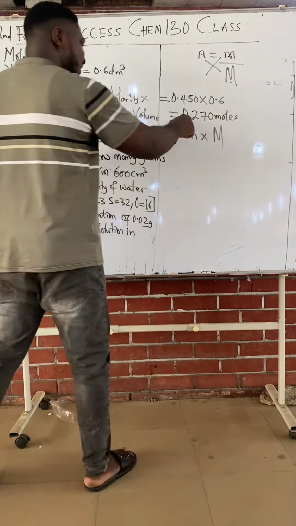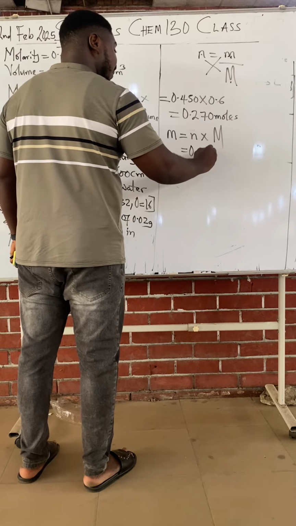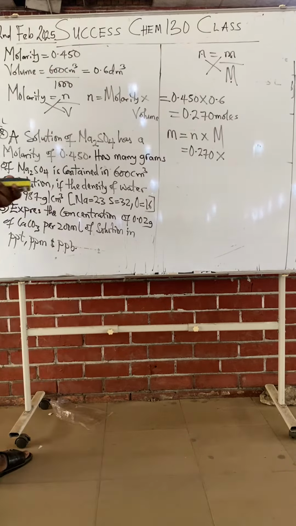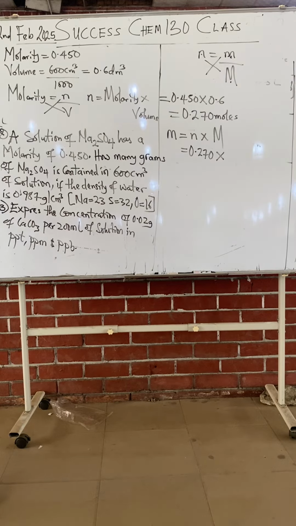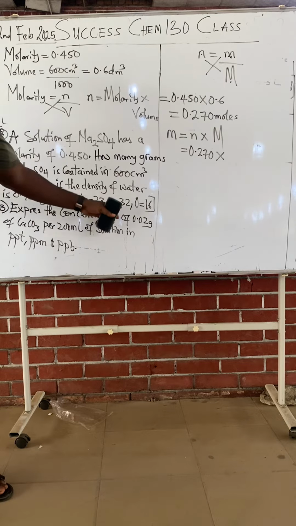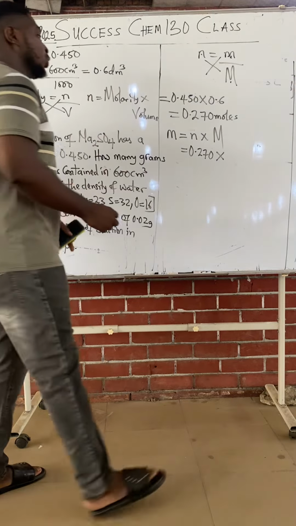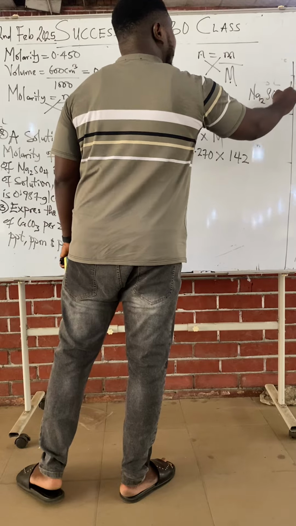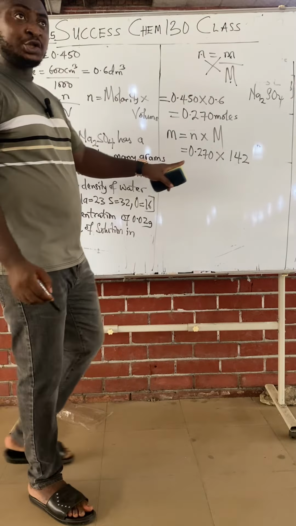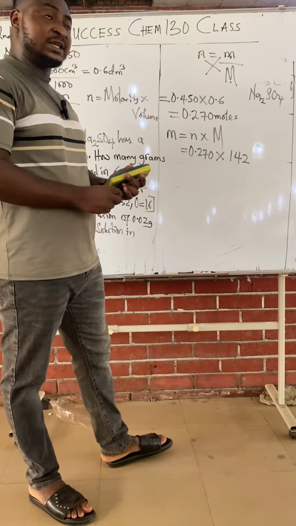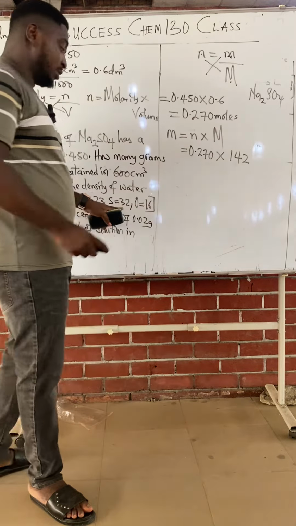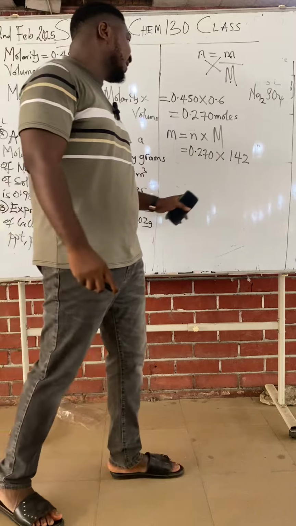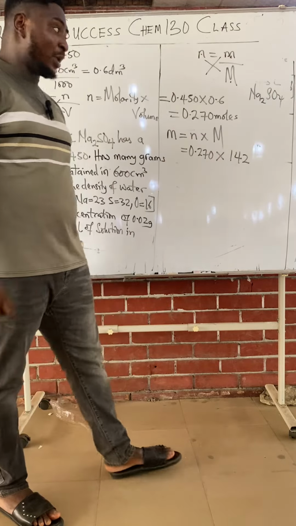What's my number of moles? I just have it here, right? 0.27 multiplied by the molar mass of Na2SO4. Na2 is 23 times 2, 46. S is 32. Everything is 142 grams. Class, for Na2SO4, find the molar mass. They gave us Na as 23, but Na occurs twice. So 23 times 2 is 46, plus S is 32, plus O is 16 times 4. Add everything up, you have 142.